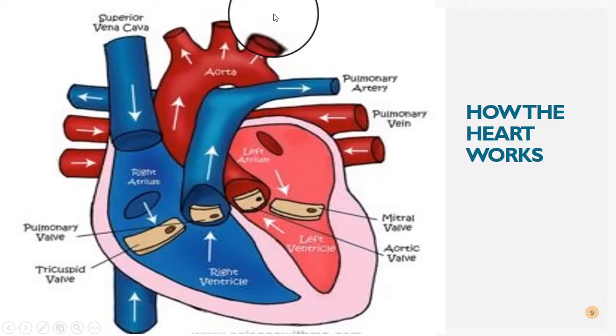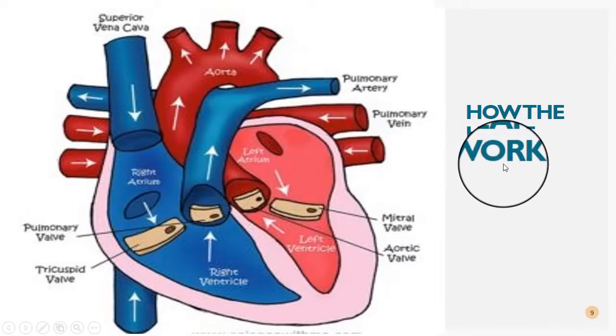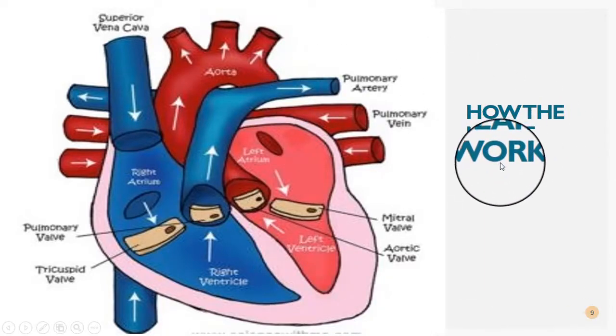Now, the heartbeat can be split into two parts, that is diastole and systole. Now, what is diastole and what is systole? First of all, we will talk about diastole. The atria and the ventricles relax and fill with blood. So this is considered diastole.